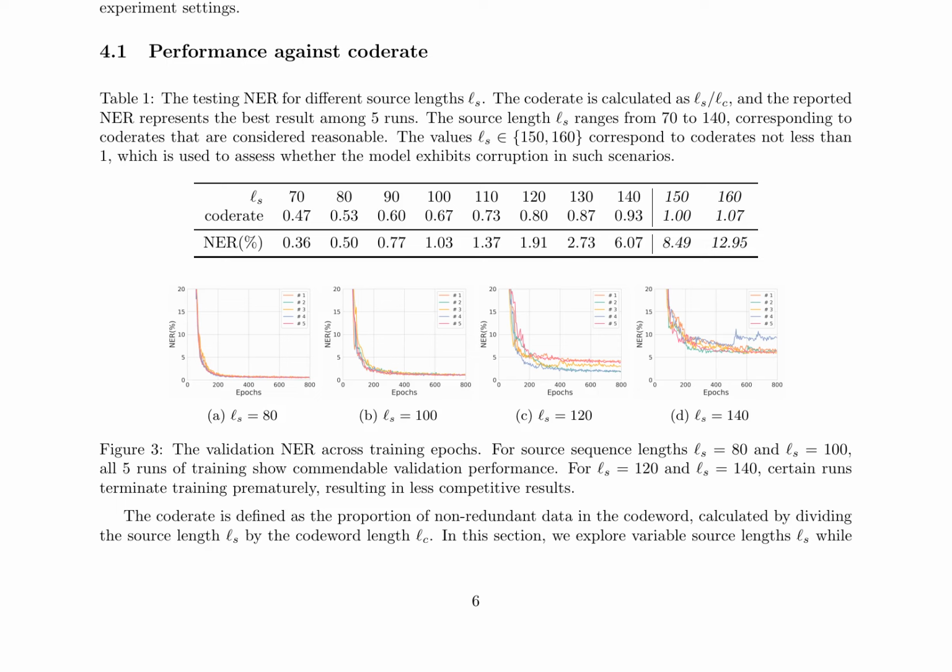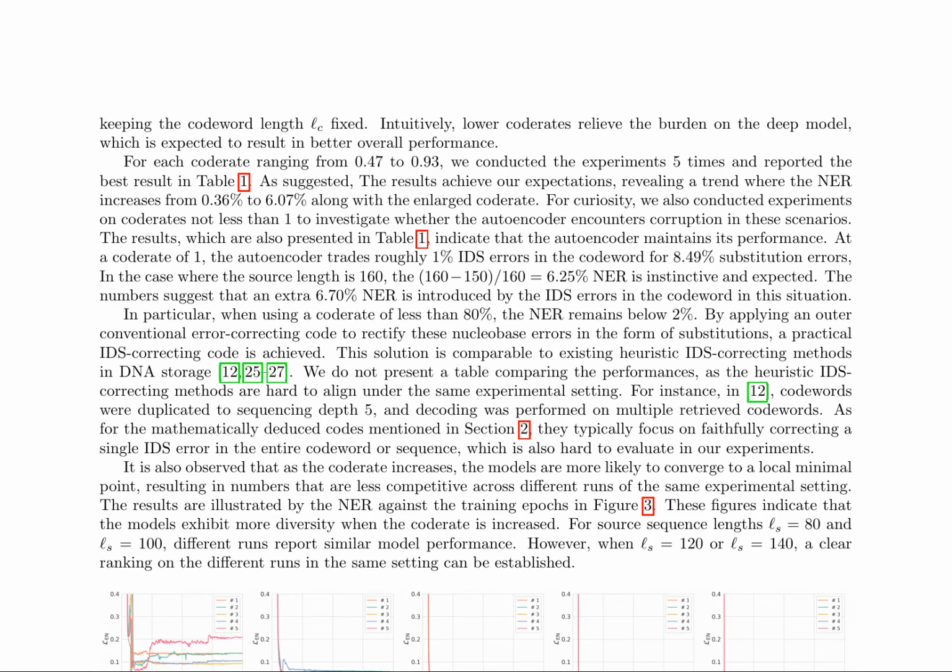The paper presents an ablation study, showing the performance of the proposed method against different source lengths and coder rates, highlighting its effectiveness in handling various scenarios. The research paper explores the use of deep learning models for error correction in DNA storage systems, focusing on the design of a novel autoencoder that can correct insertion, deletion, and substitution errors.